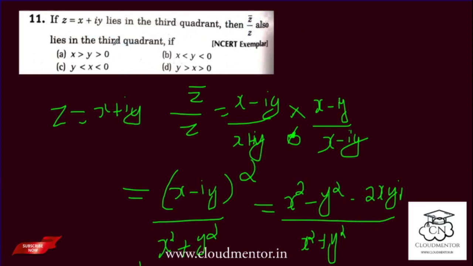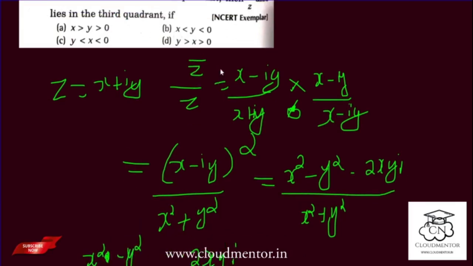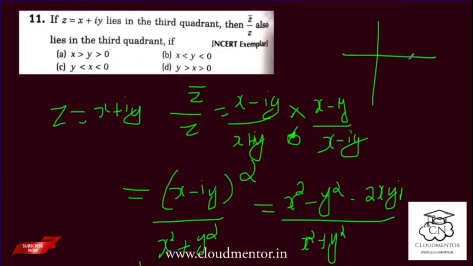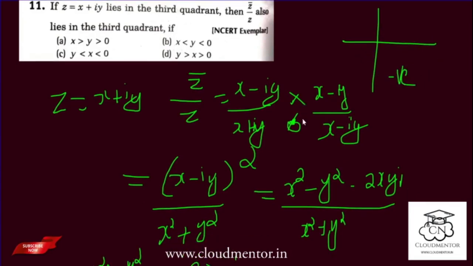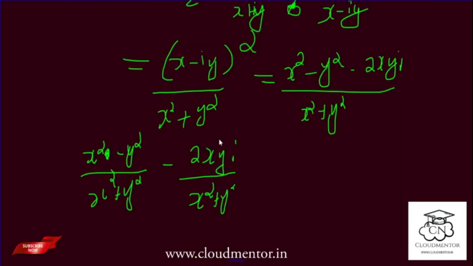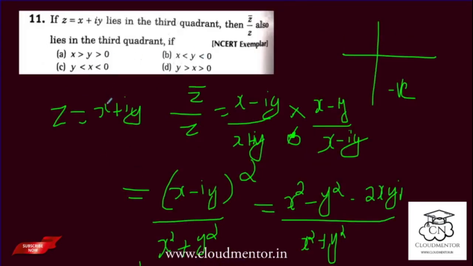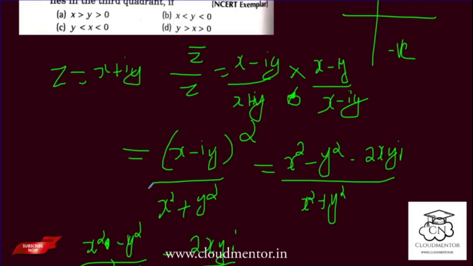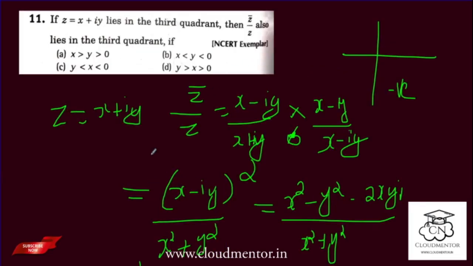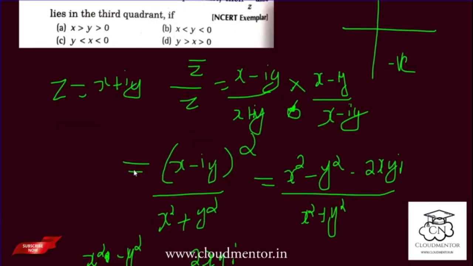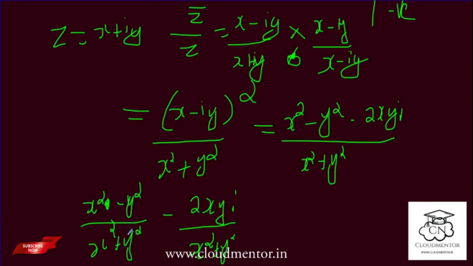must also lie in the third quadrant. For lying in the third quadrant, the x and y coordinates must be negative. Okay, x and y coordinates must be negative. That means the imaginary and the real parts must be negative. So which of the following conditions satisfy that the imaginary and the real parts are negative? For this part becoming negative, that means the y square.